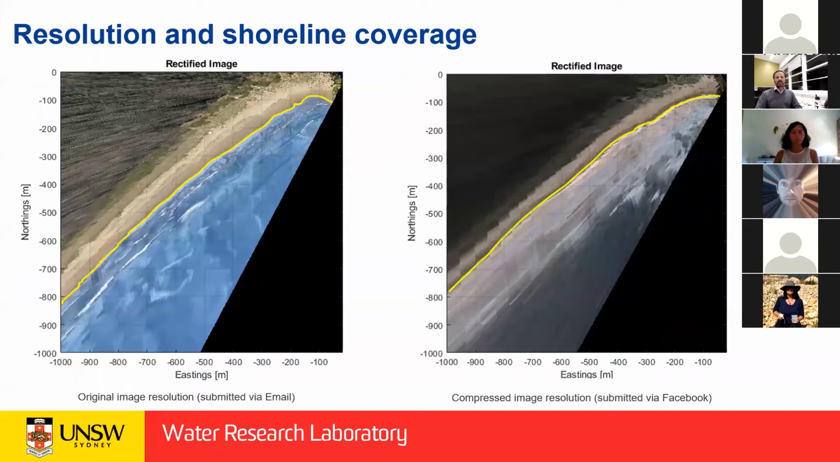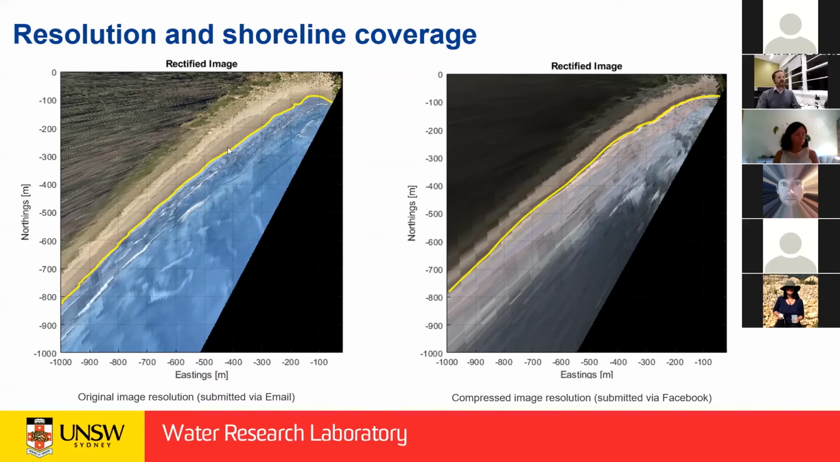Another is resolution and shoreline coverage. By the nature of coastal imaging and the rectification process, if you have low resolution images, you generally get less shoreline coverage, because effectively, by the rectification process, what we call the pixel footprint gets bigger and bigger the lower the resolution you have. These two images here were taken at different times. The one on the right is taken at sunset. That's why it looks so dark. But concentrate more on the resolution.